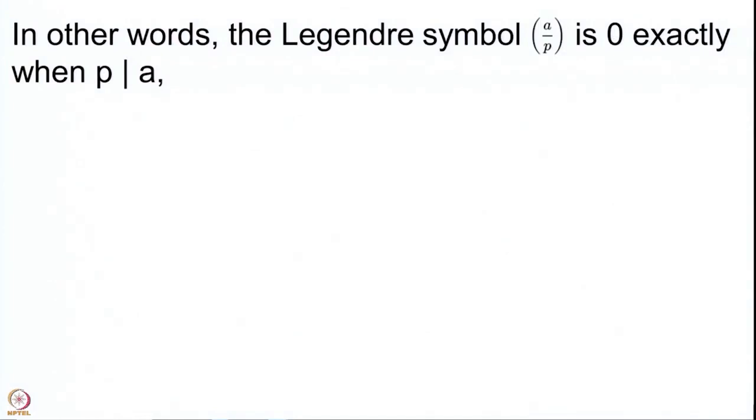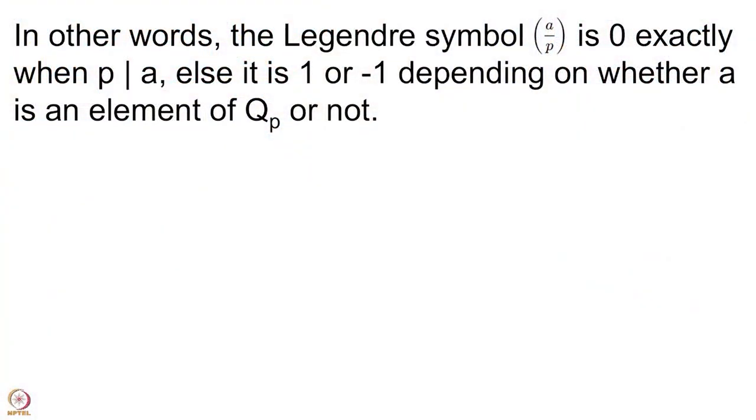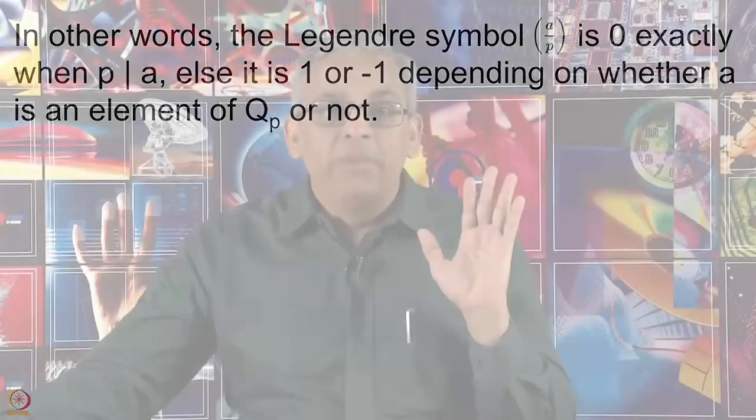Okay. This is the understanding of the Legendre symbol. In other words, this symbol a by p is our definition of the Legendre symbol, and we will call it a by p. This is the symbol we are looking at. It is 0 exactly when p divides a, just as the last slide also told us. Else it is 1 or minus 1, depending on whether a is an element of Q_p or not. Whenever a is a square modulo p, the Legendre symbol is 1. Whenever a is not a square modulo p, the Legendre symbol is minus 1.